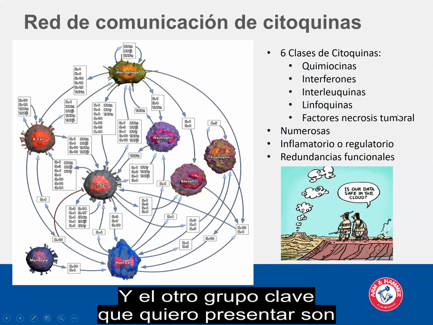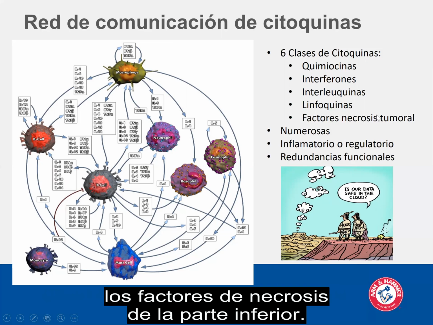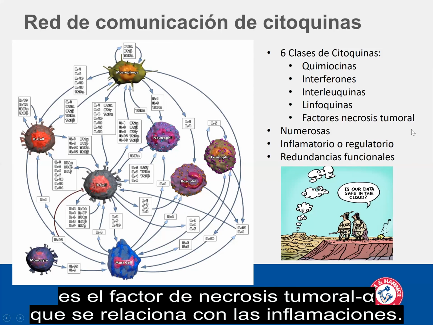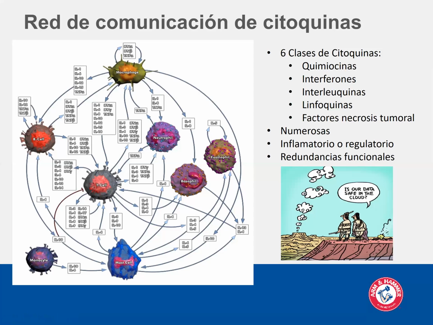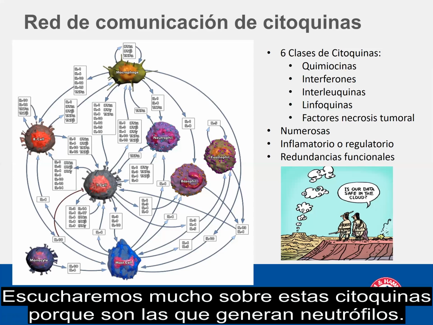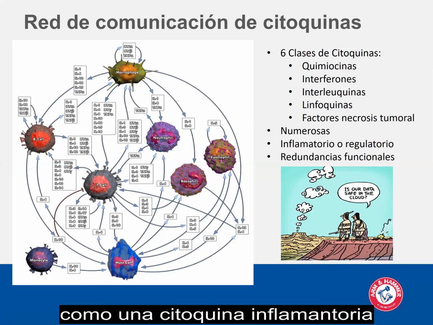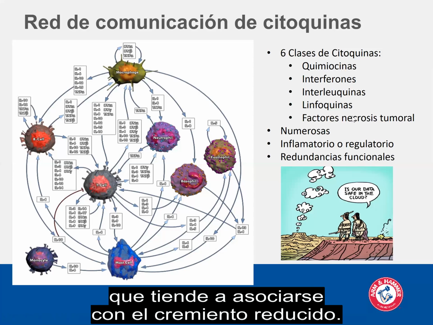And the other key group I wanted to point out are these tumor necrosis factors here at the bottom. Mainly because one of the easiest cytokines to measure in a host is tumor necrosis factor alpha, which is generally associated with inflammation. So you'll hear about these chemokines a lot, because they call in neutrophils, and you'll really hear about tumor necrosis factor, specifically tumor necrosis factor alpha, as an inflammatory cytokine that tends to be associated with reduced growth.